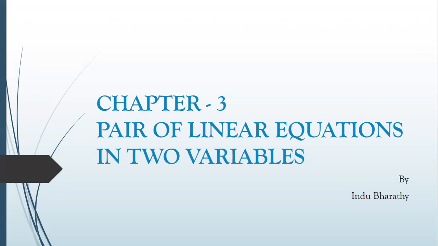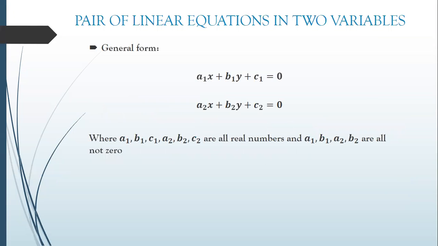Good morning. In this video, we are going to continue with chapter 3, pair of linear equations in two variables. So we already know the general form of it, which is a1x plus b1y plus c1 equal to 0 and a2x plus b2y plus c2 equal to 0, where a1, b1, c1, a2, b2, c2 are all real numbers and a1, b1, a2, b2 should not all be 0 at the same time.